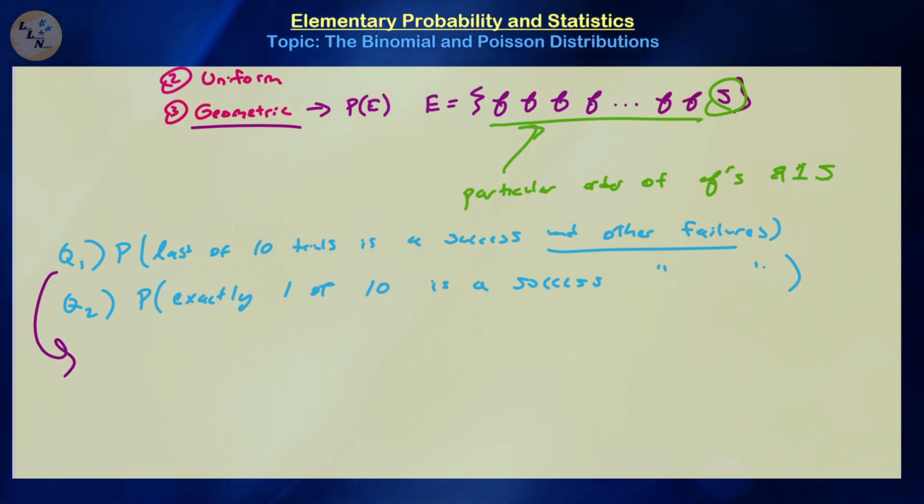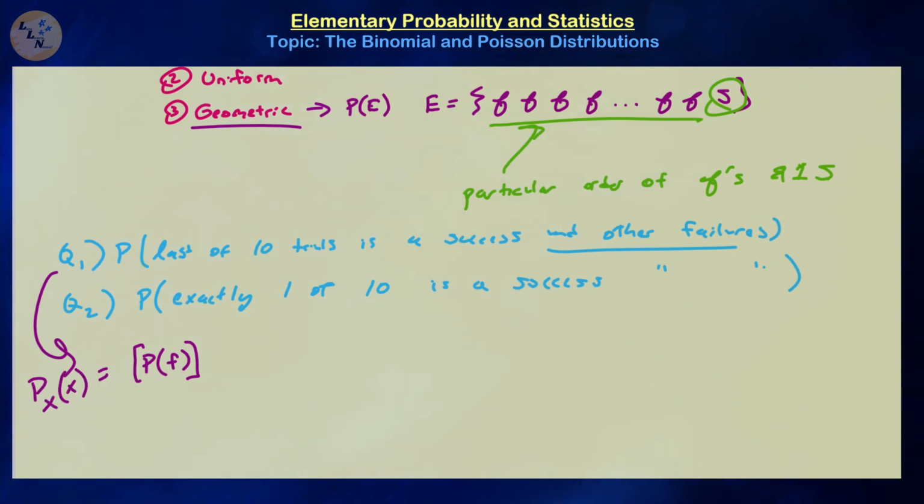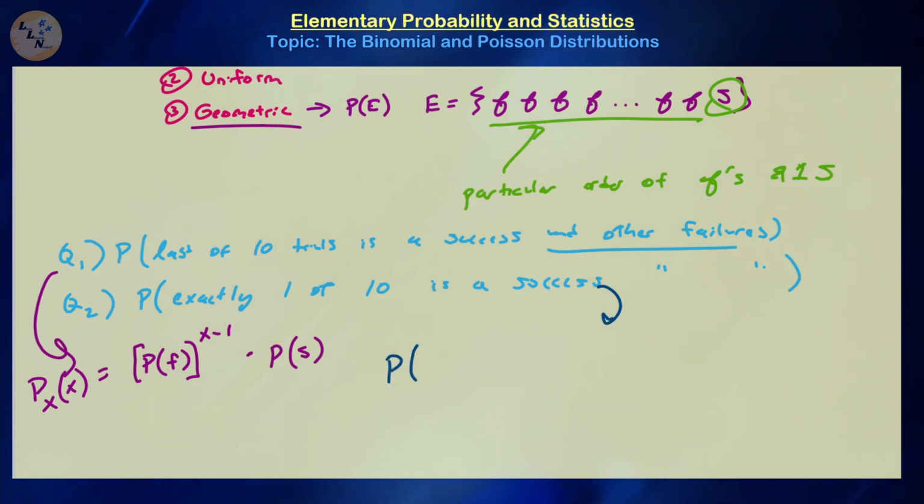We already know how to find the probability that the last one is a success and the other ones are failures, because that's just equal to the probability of failure to the power of x minus 1, times the probability of success, if we want the probability of x. That's either the last one being a success, or the first, or the middle one, and so on. But that's not any one of them, right? It's a particular one.